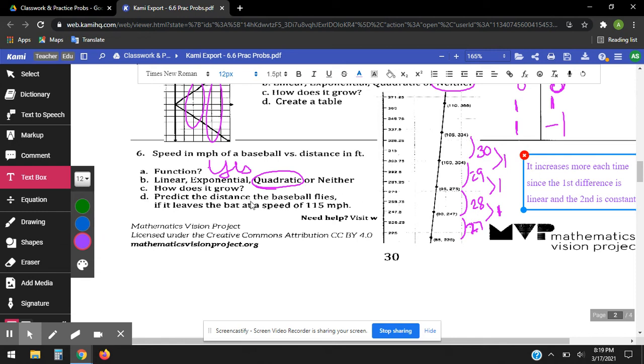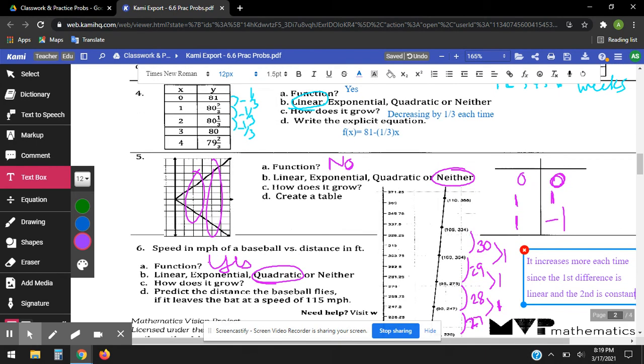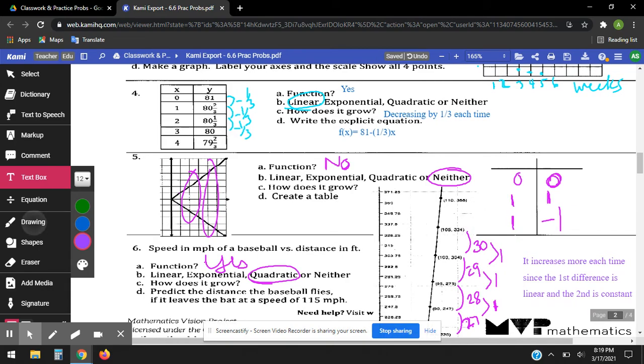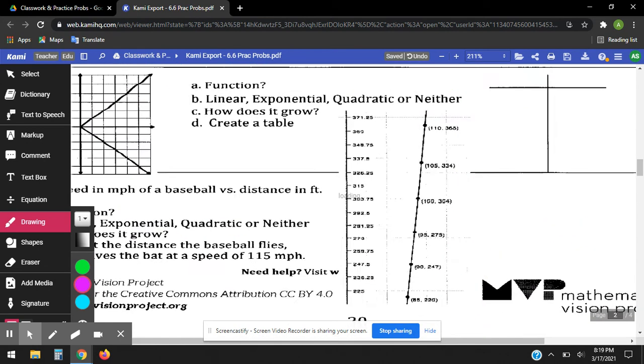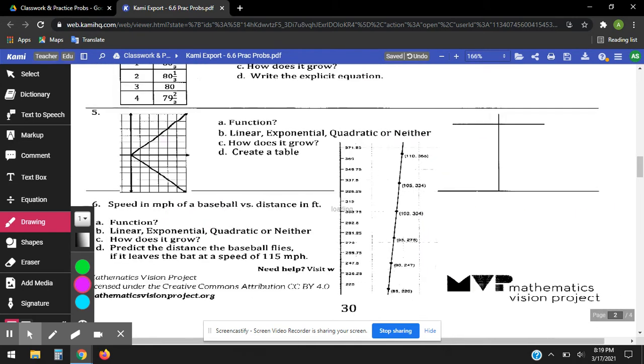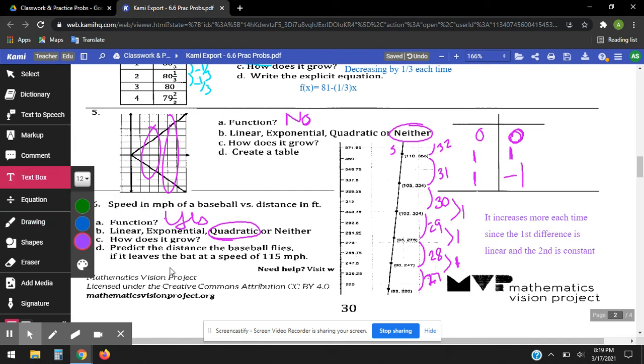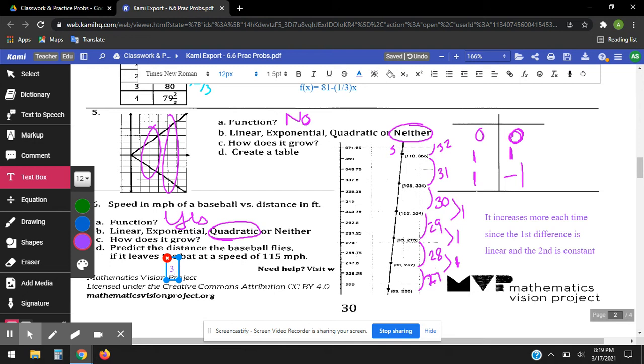Okay. And then predict the distance the ball flies if it leaves the bat at a speed of 115. So if I were to continue going up here, this would be, zoom in again. So that's a plus 30. This is plus 31. If I go up another 5, that means this would go up 32. So 65 plus 32 would be 397. So my prediction, just a little smaller again, will be 397 feet.